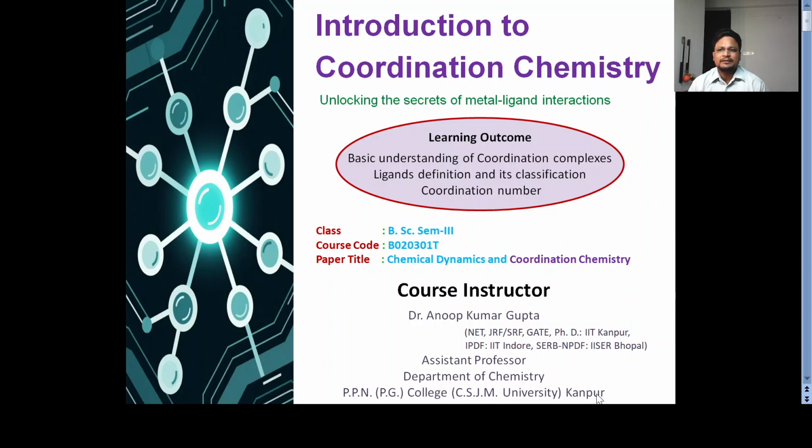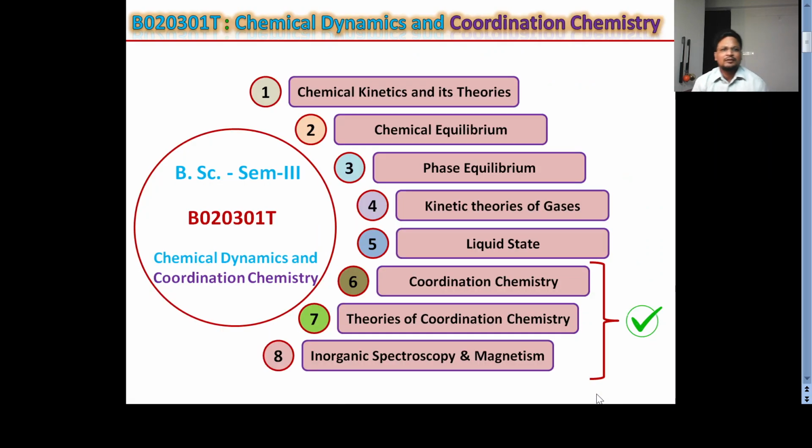This topic basically deals in the class BSc semester 3rd in the paper Chemical Dynamics and Coordination Chemistry. This paper has a total of 8 units. First unit is chemical kinetics and its theory. Unit 2 and 3 comprise chemical and phase equilibrium, while unit 4 and 5 deal with kinetic theories of gases and liquid state respectively. Whereas unit 6, 7, 8 are the part of coordination chemistry.